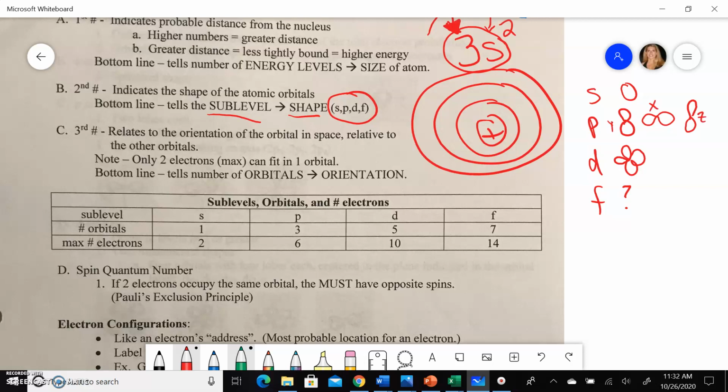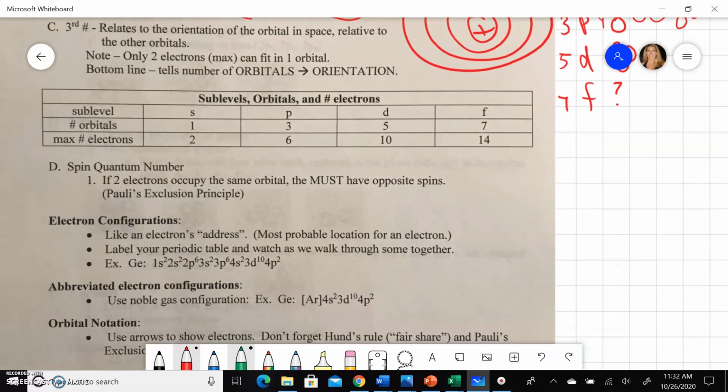D, there's 5 different ones, and one of them looks completely crazy. I'll show you in just a minute. And then again, F is so complicated that we don't even know what it is. But what you do need to know is how many orbitals each of these has. So S has 1, P has 3, D has 5, and F has 7. So if you just remember the pattern, it's pretty easy to get that.